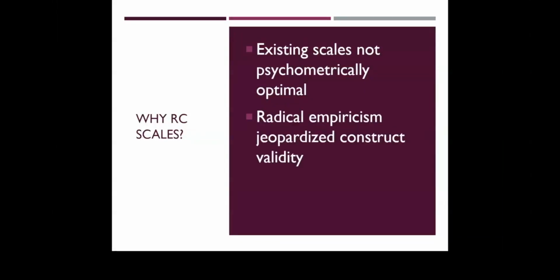Another problem is radical empiricism jeopardized the actual construct validity. Remember, any item that distinguished these groups went on the scale, which meant that the content within any given scale wouldn't necessarily be consistent. There was a lot of heterogeneous content going on in there, which meant that the scale could be elevated maybe because of this set of items or this set of items. Again, that might have been what led to code types in addition to the item overlap.